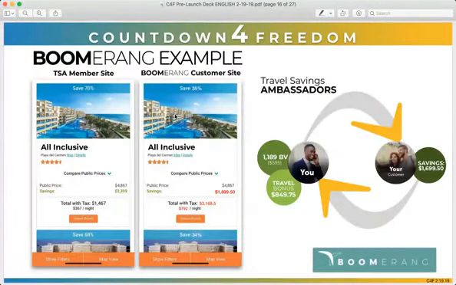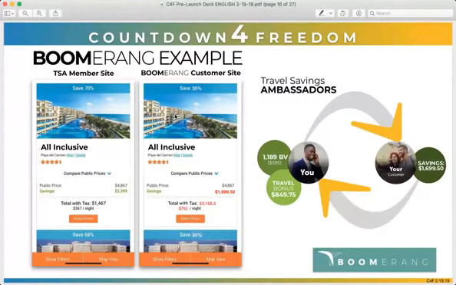Let me give you an example. Our TSA member, TSA is our travel savings ambassador. You know what's so cool? Our travel savings ambassadors, our TSAs, will never have to worry about a government shutdown. Isn't that great to be a TSA that doesn't have to think about that?